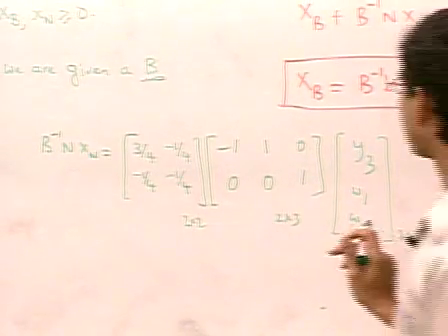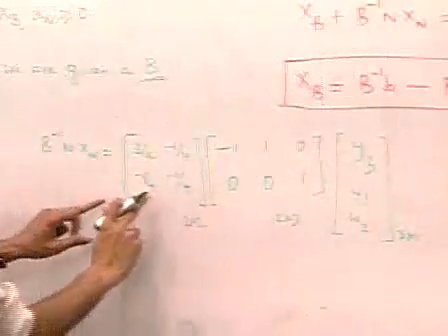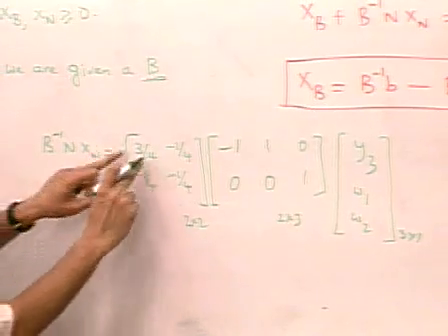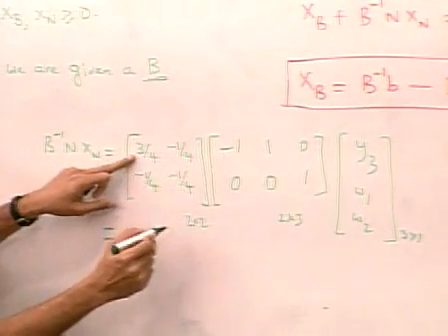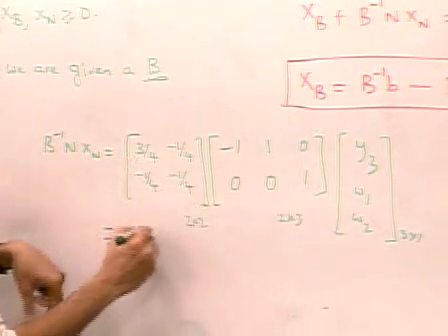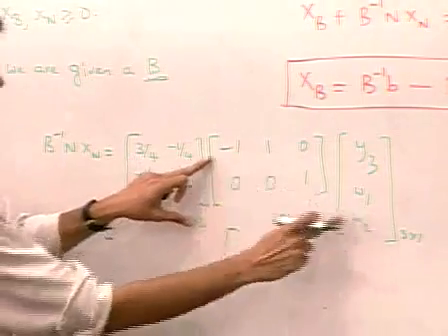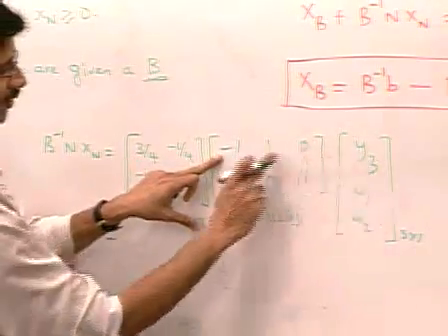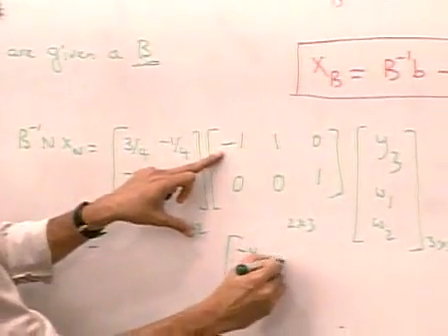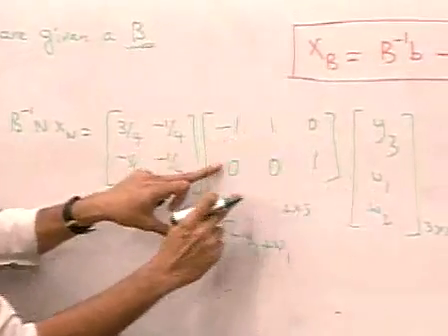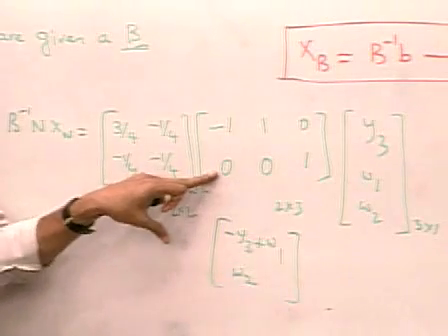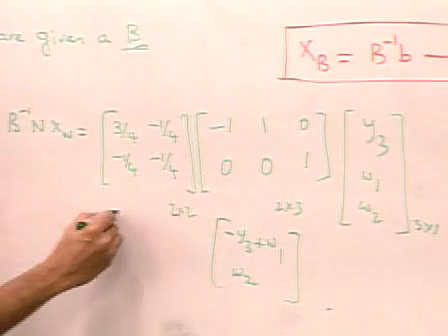So let's see what happens. Then you multiply these two things. Actually, let's multiply these two so that you can simplify it. So if you multiply these two, you get -y3 plus W1. Okay. And then here you get just W2. Okay?